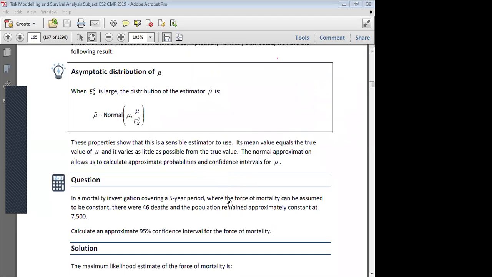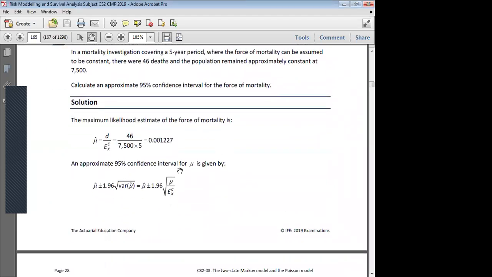The only part which is tricky in this particular question is to figure out the value of mu hat. Once you know this, you again have to take into consideration the number of years that you are looking at. So you divide it by 5 to get this mortality per annum, right? Now that you have this mortality per annum, you are trying to figure out this 95% confidence interval for mu. And this would ideally be this thing, right?